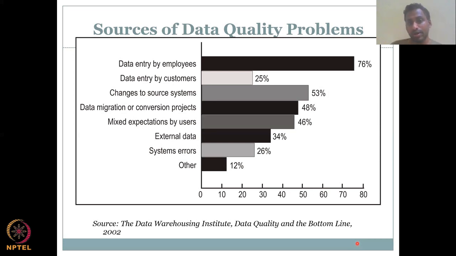Mixed expectation by users: some people may want it in a different unit. And external data is when data comes into your system with errors and others. These are very small compared to the major ones, which are data entry by employees, and then data migration and instrumentation errors. So the issues with quality are pretty big. Please understand that if quality is not good, then it is equivalent to having no data, which means no data quantity either. So both are not available. There's no point in having bad quality data, out of which you cannot get anything.